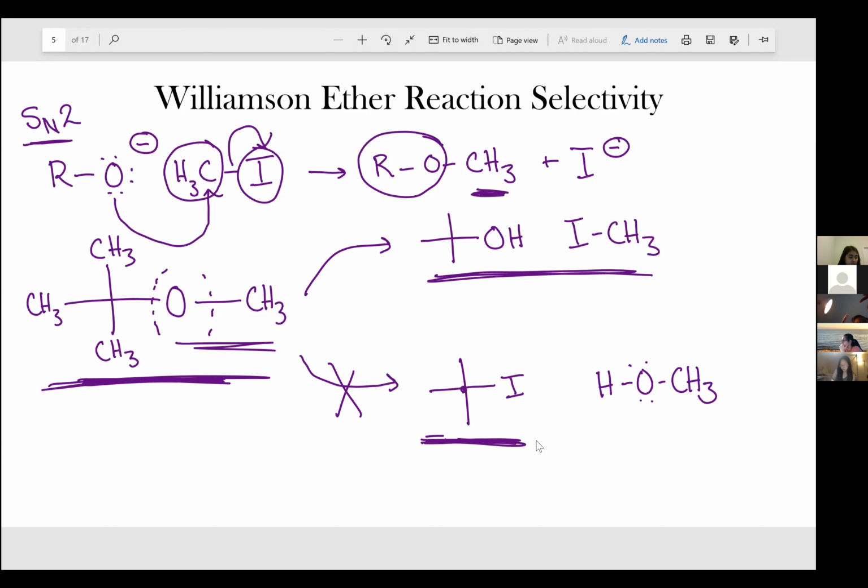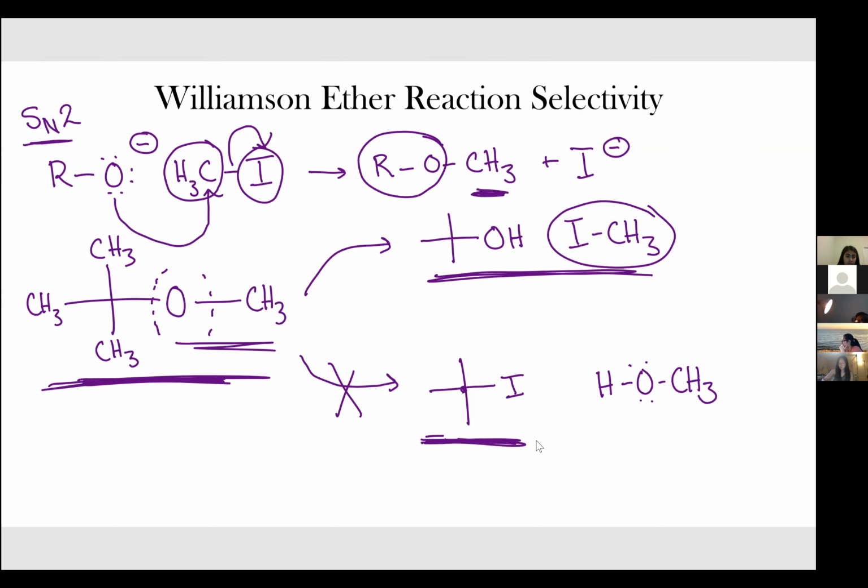So when we are doing these Williamson ether reactions, it's important to keep in mind that you want the alkyl halide that's going to have the greater SN2 reactivity, meaning you want it to have as little substitution as possible to decrease that steric hindrance. Are there any questions on the Williamson ether reaction? Okay.